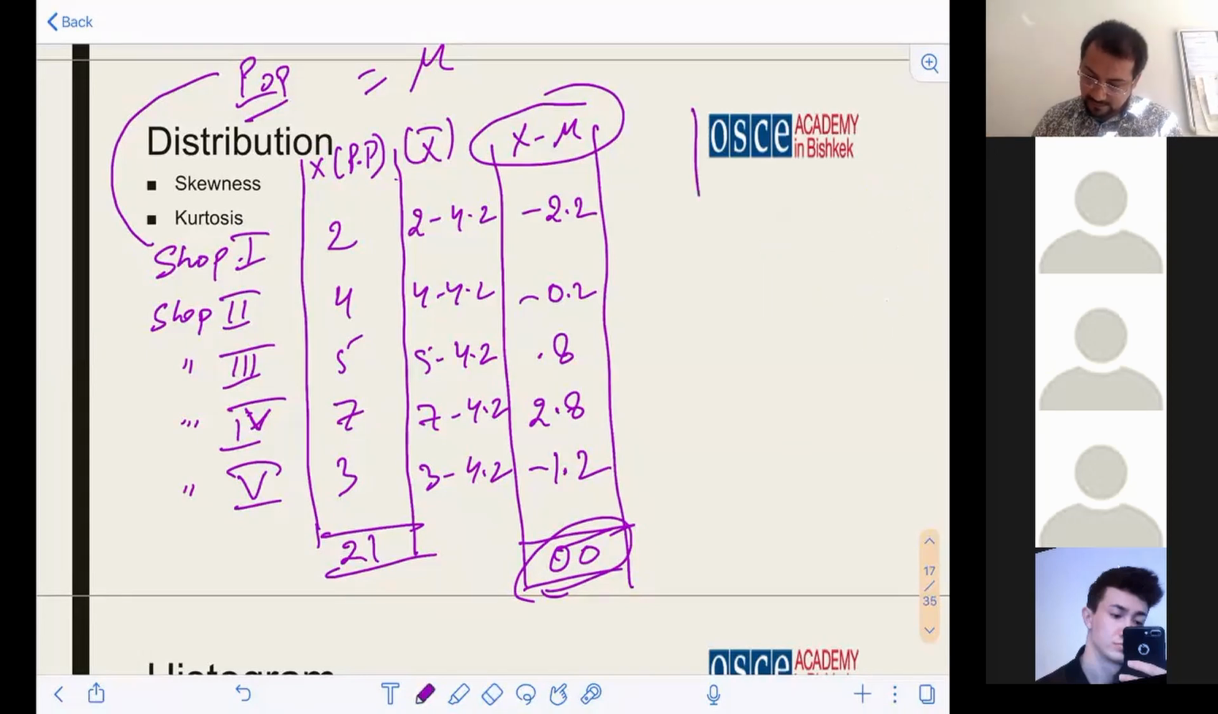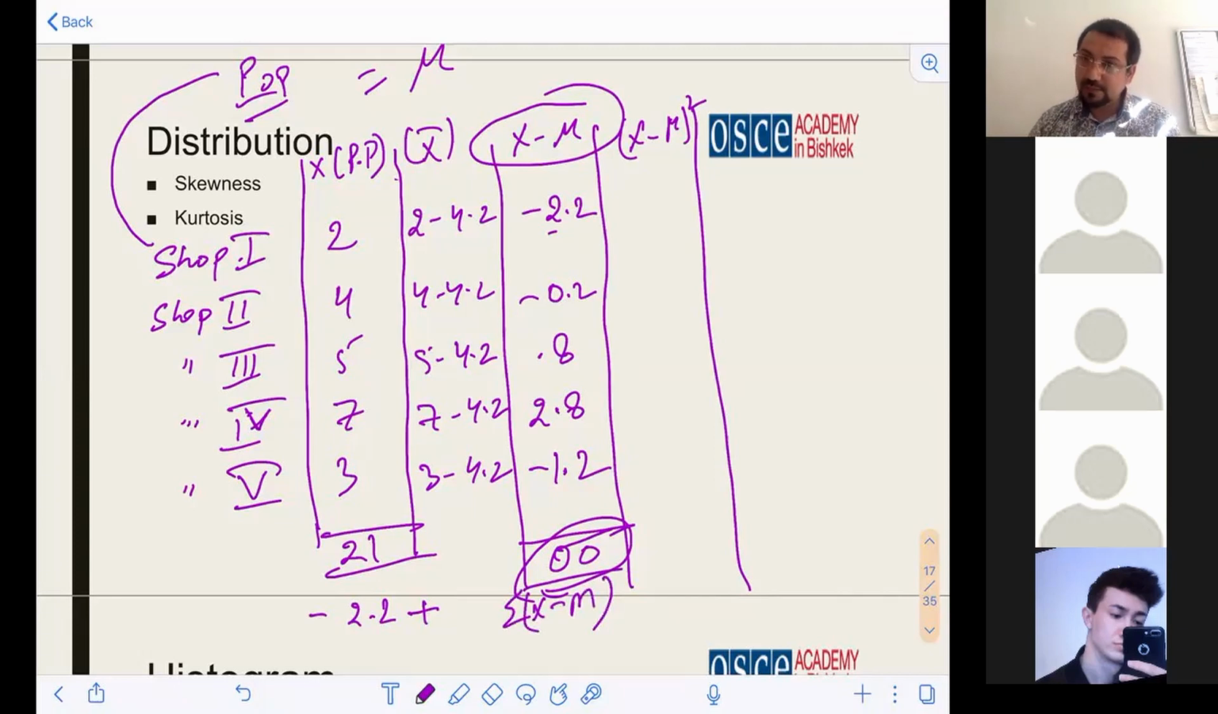Professor, can you repeat one more time why you are saying that the answer is 0? No, because you do the calculation minus 2.2 plus, because you have to add. I'm asking for this sigma x minus mean or mu. You get my point? So when you do this, minus 2.2 plus minus 0.2 plus 0.8 plus 2.8 plus minus 1.2, when you solve this, you get the answer 0. So which is not possible.